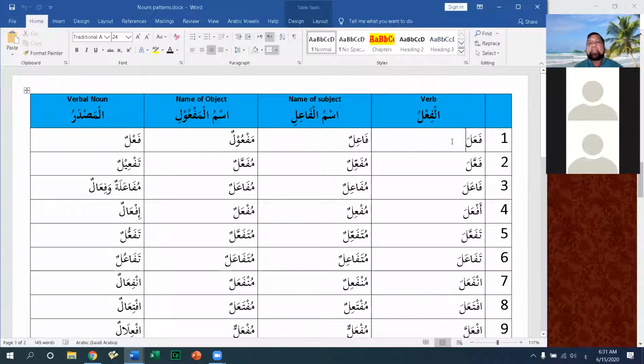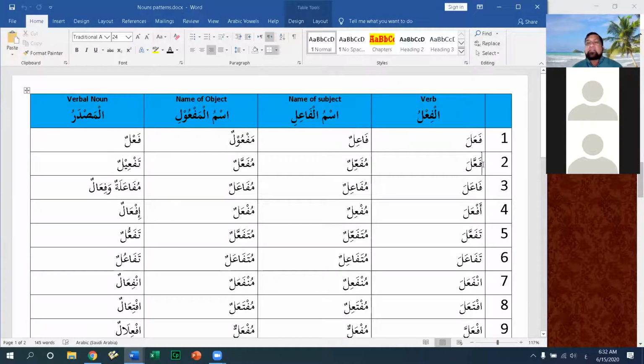So let's go over that again. Fa'ala is the verb. Fa'ilun is ismul fa'il. Maf'ulun is ismul maf'ul. And fa'lun is one of the patterns of the masdar. I only give you one, but there are many, which we have to study independently for each verb. So you're going to learn many patterns, and the way you learn them is that when you come across a verb, you ask, what's the pattern of the masdar?